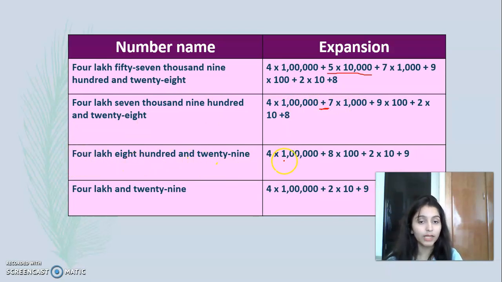Okay. The next one was 4,829. Now in this expansion, we haven't written 1,000 and we haven't written 10,000 because both of those were 0, right? And in the last one, 4,29,000, we did not have 100, we did not have 1,000, and we did not have 10,000. So our expansion was simply 4 into 1 lakh plus 2 into 10 plus 9.